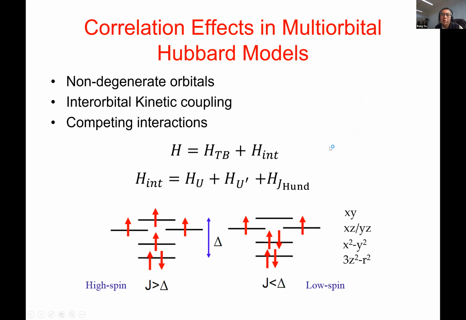If we start from theory, we can consider a multi-orbital Hubbard model for the iron-based superconductors. It consists of non-degenerate orbitals with finite interorbital kinetic couplings. The interaction part consists of competing interactions: the intraorbital Coulomb repulsion, the interorbital Coulomb repulsion, and very importantly the Hund's coupling. This gives very rich physics for this model. For example, depending on the strength of the Hund's coupling and the strength of the level splitting, delta, the system can be stabilized either in a high spin state or in a low spin state.